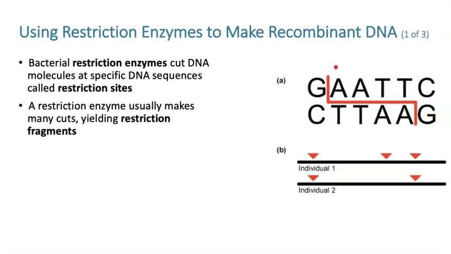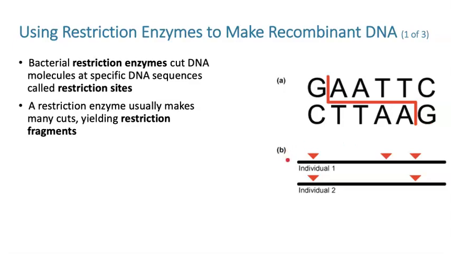And any place where a restriction enzyme recognizes a DNA sequence, in this case the sequence is GAATTC, it will cut that DNA at those restriction sites. And it will make something called restriction fragments. So if you cut up DNA, then you've made fragments or pieces. And if it's cut by a restriction enzyme, it's called a restriction fragment.